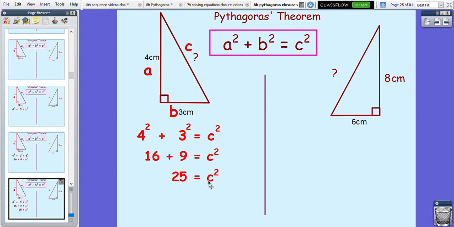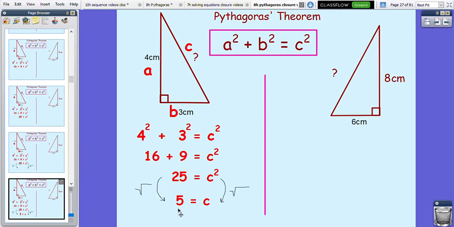Okay, so I'm getting very, very close to my answer actually. So this is telling me to find C, so something squared makes 25. So this missing length here, that's C, if I square it, it makes 25. What number squared makes 25? For me to work that out, all I need to do is the opposite of squaring it. I'm going to square root both sides. So that tells me that C is 5, because the square root of 25 is 5.